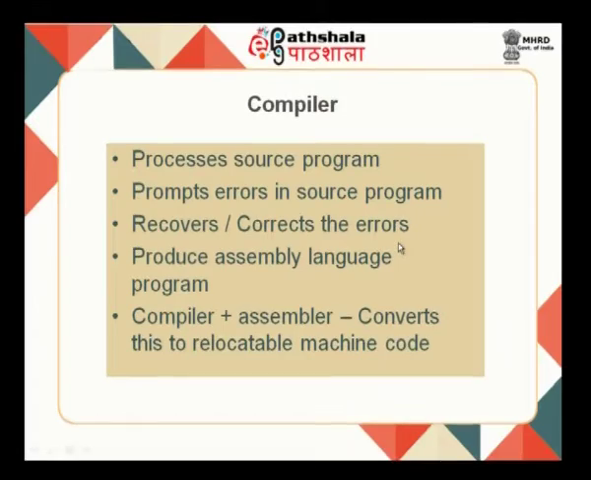So, here the compiler should be in a position to process the source program. It reports the errors in the source program, and it should be in a position to recover from or correct the errors, and it should produce an assembly language program, and the assembler takes this assembly language program as input and converts it into a relocatable machine code. So, these are the jobs of a compiler. And nowadays compilers come with the assembler, and therefore, when you give a source program as input, it converts that into a final machine code consisting of ones and zeros.